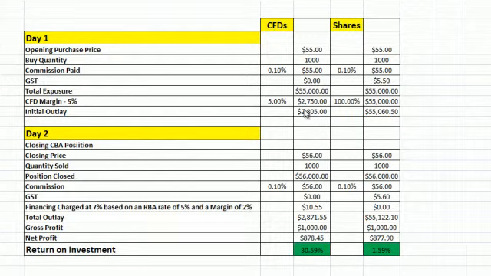So if both the CFD and a share trader came to the table with, let's say, $100,000, the share trader, I should say, would only have obviously just shy of $45,000 left to trade with, whereas the CFD trader would have in excess of $97,000 to continue trading with. So you can just see the benefits there of CFD trading.